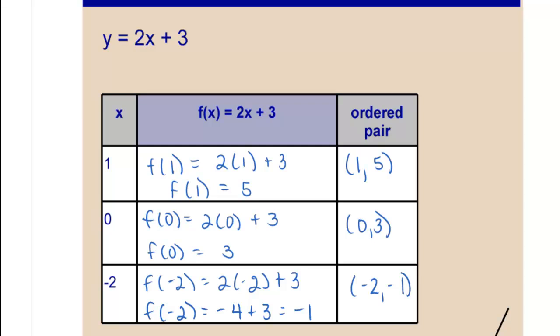Here I have solved for f of 0 and I ended up with 3, so my ordered pair was 0, 3 because I let x equal 0 and y would end up equaling 3. Then when I have x equaling negative 2, f of negative 2 equals negative 1. Therefore, when x is negative 2, y is negative 1. I now have 3 ordered pairs that I can plot on a graph.